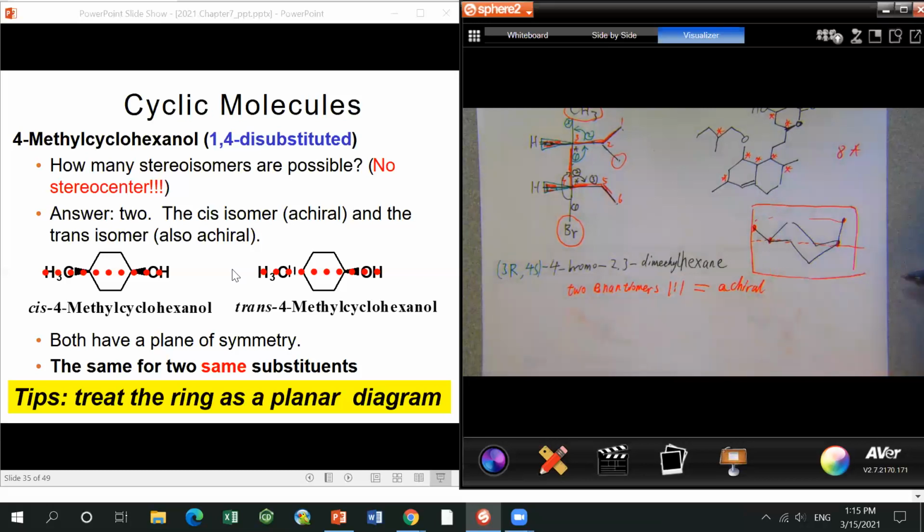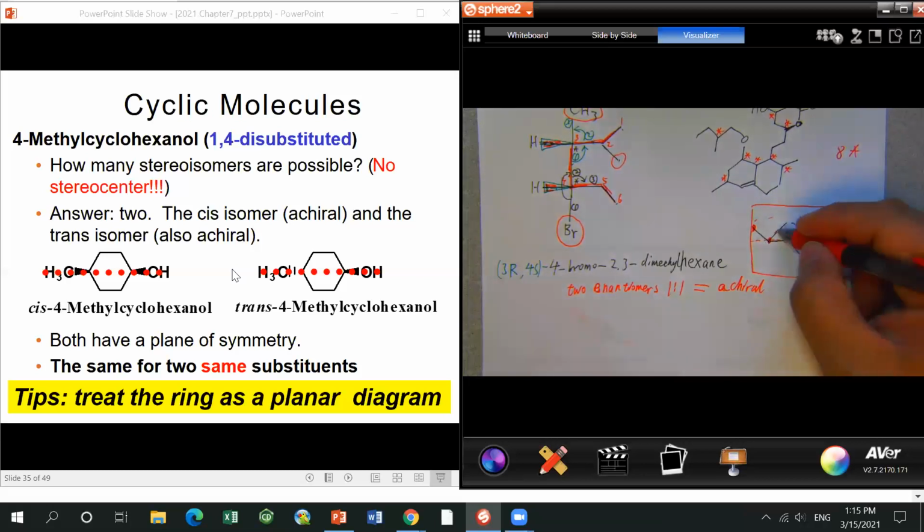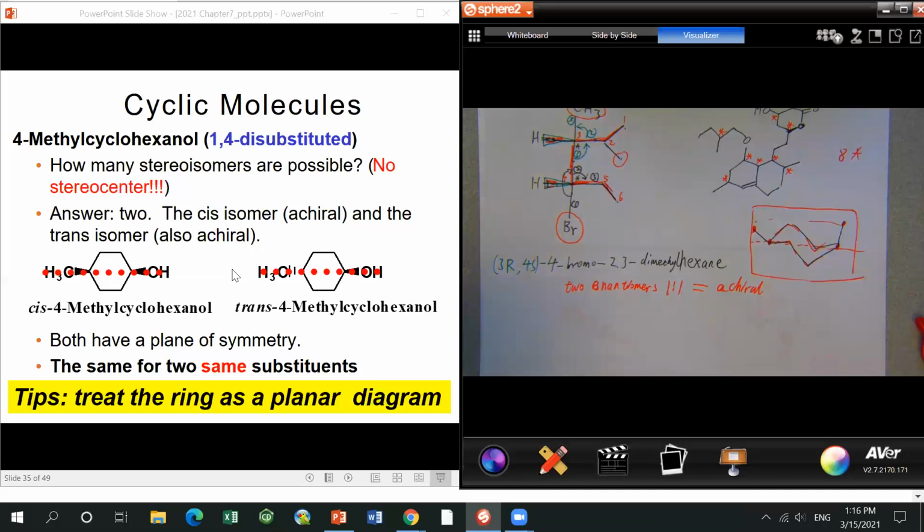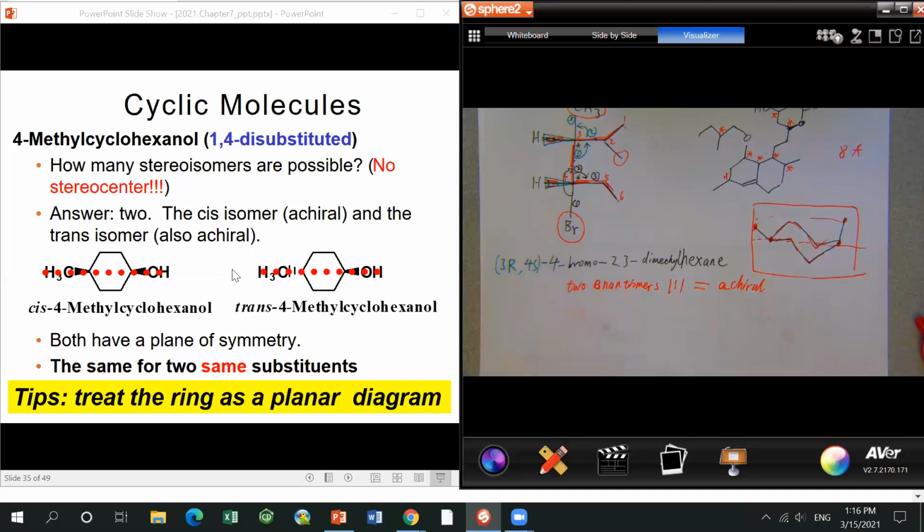In this case, this half, going up, going down, going down, is the mirror image of the other half. Hopefully you can imagine it. So the whole molecule is still achiral. In other words, that is important here.